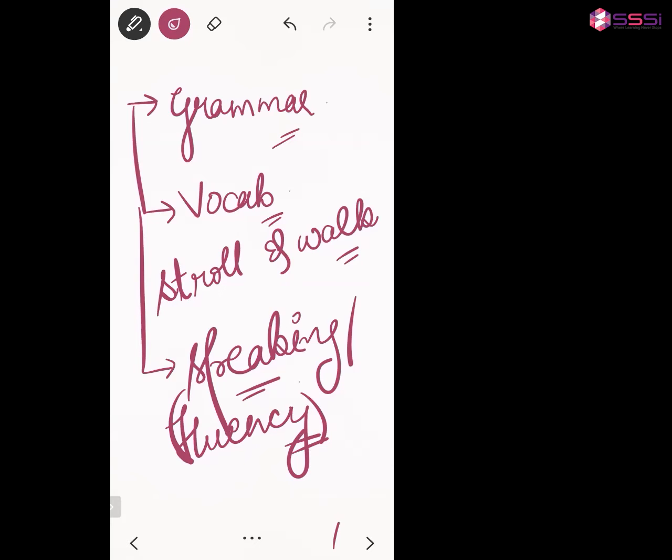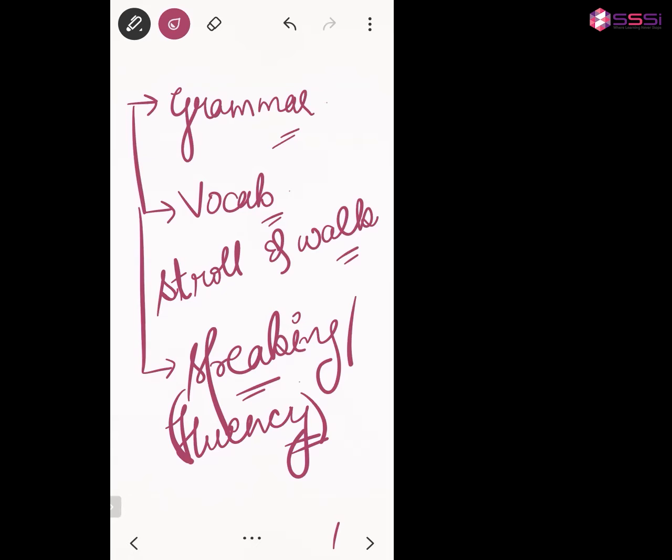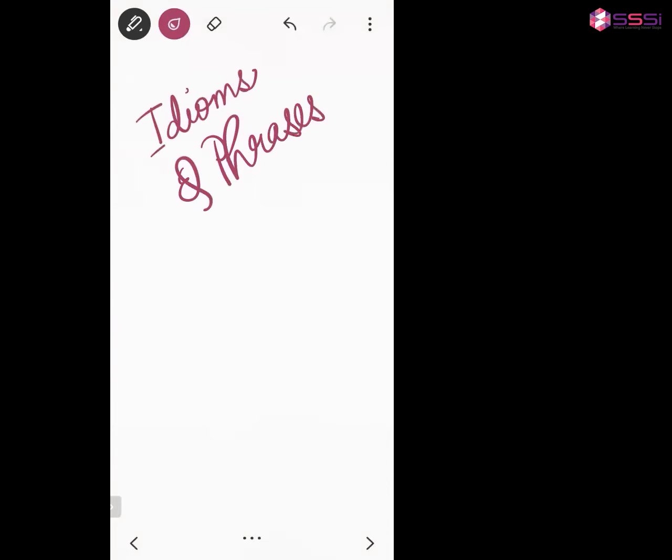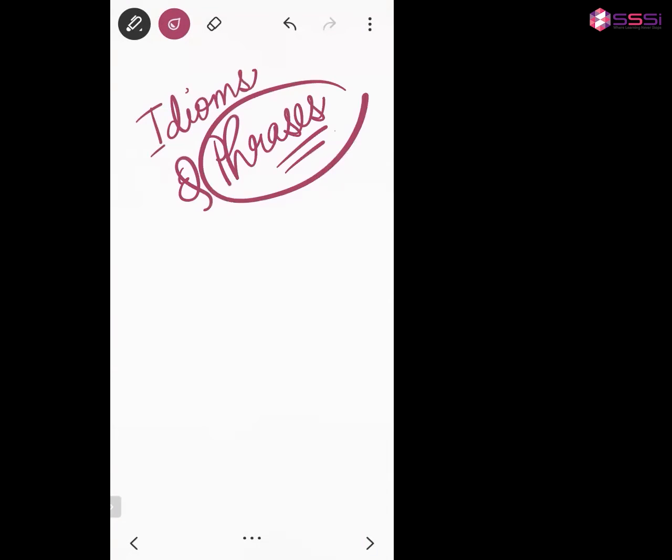Sometimes we have, have you heard of muhavre in Hindi? Have you read Hindi? Okay. So idioms and phrases. Have you heard about idioms and phrases? Ma'am, I heard about phrases but not idioms. Okay. You have heard about phrases but not idioms.